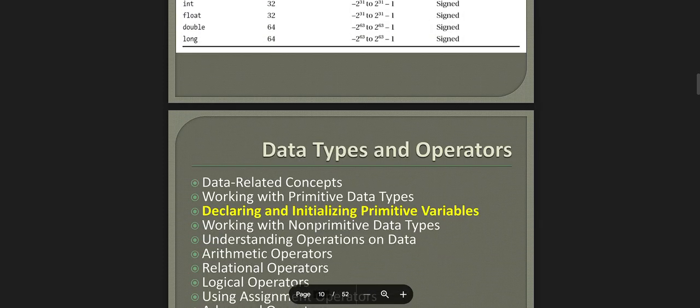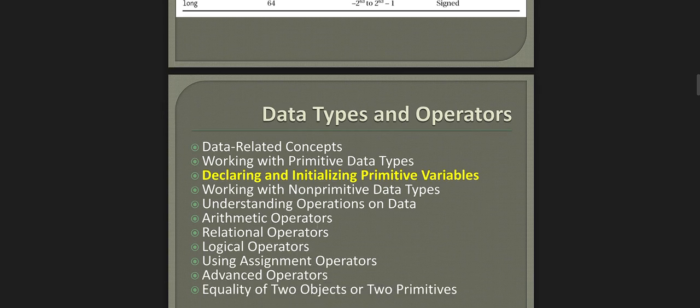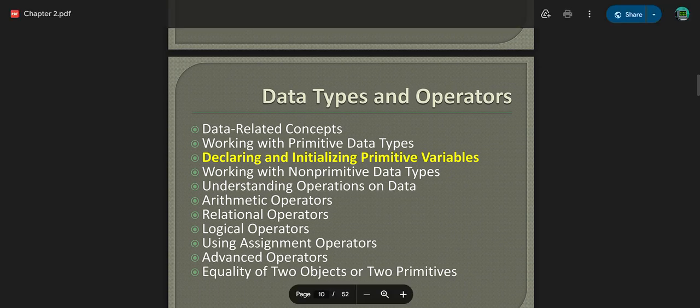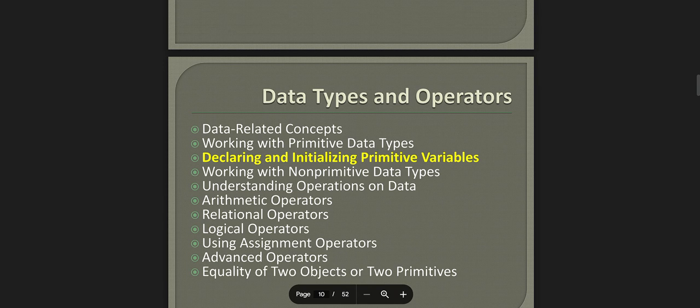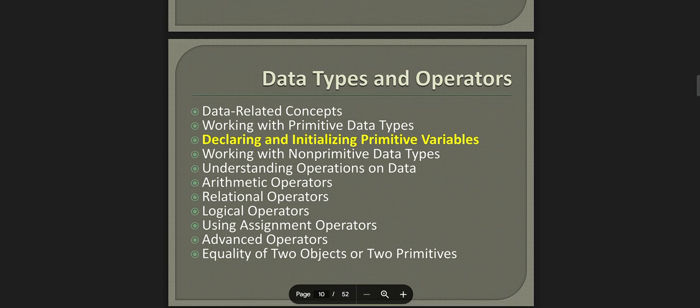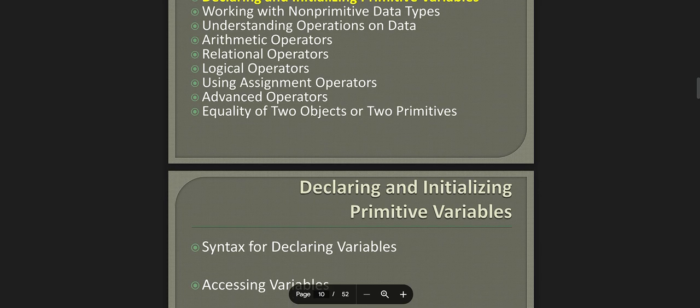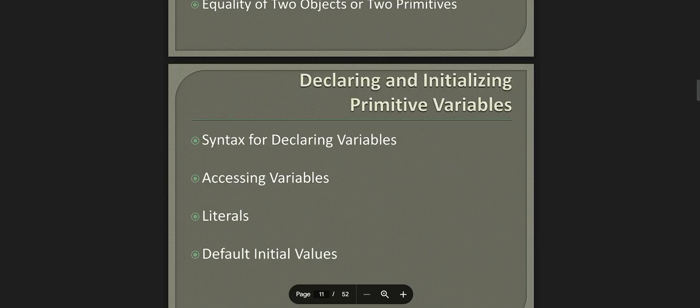Data types and operators. Data related concepts: working with the primitive data types, declaring and initializing the primitive variables, working with the non-primitive data types, understanding the operations in Java: arithmetic operator, relational operator, logical operator, using the assignment operator, advanced operator, equality of two objects or two primitives. Declaring and initializing the primitive variable.